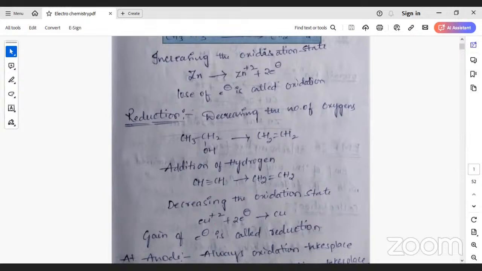With the help of this concept, Nernst derived one equation to calculate the EMF of a single electrode potential. So what is the Nernst equation? How is it derived? With the help of the Nernst equation, we are going to get the EMF of the single electrode potential, right?